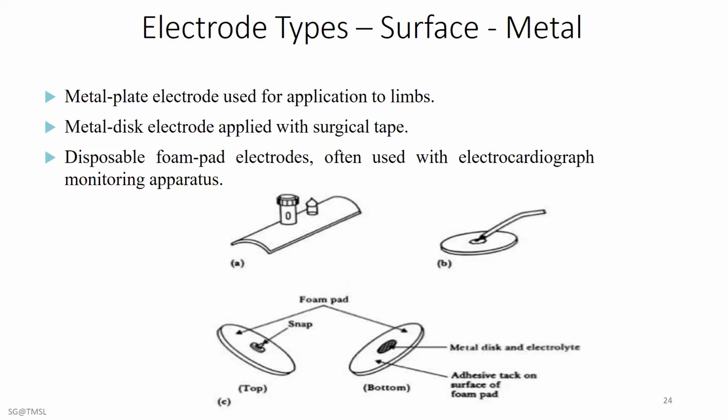This disposable foam pad, as you can see in this picture, is a type of electrode which consists of a large disc of plastic foam material with a silver plated disc on one side, which is attached to a silver plated snap, similar to that used on clothing, in the center of the other side.